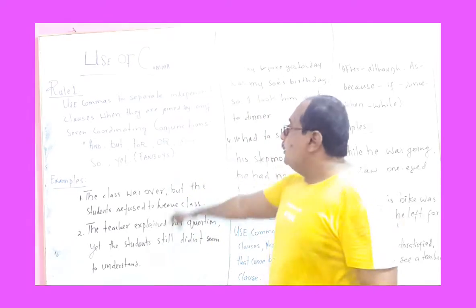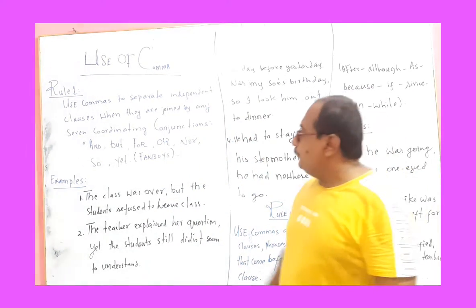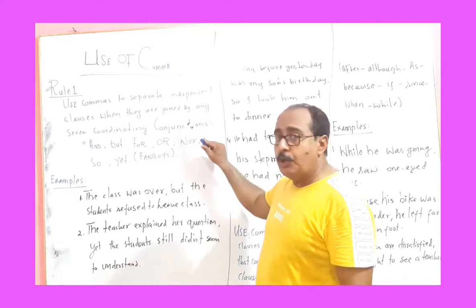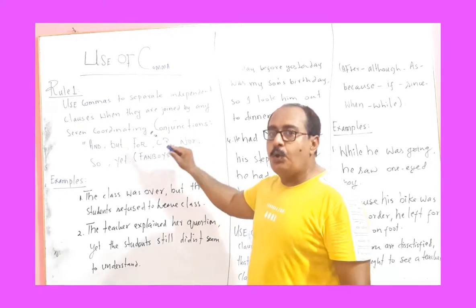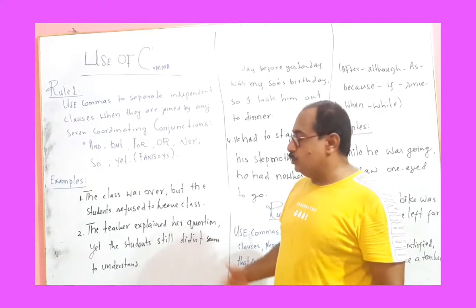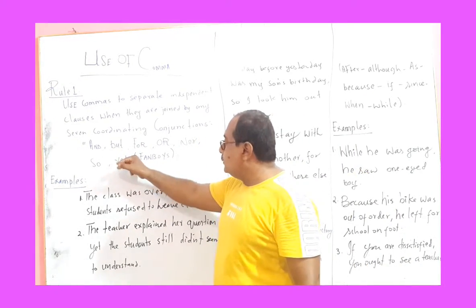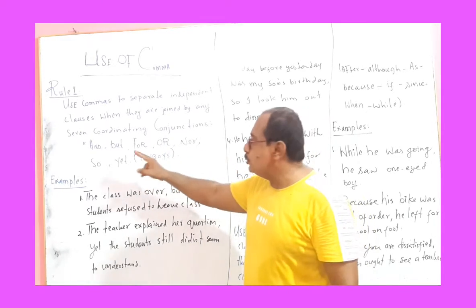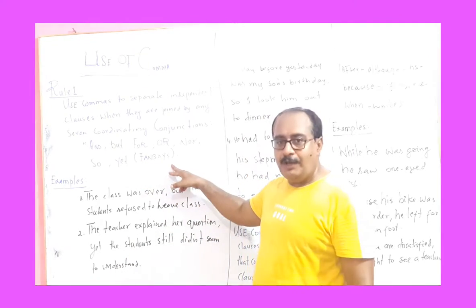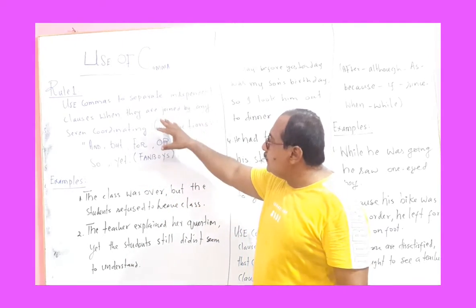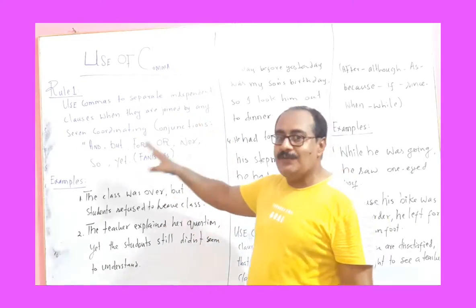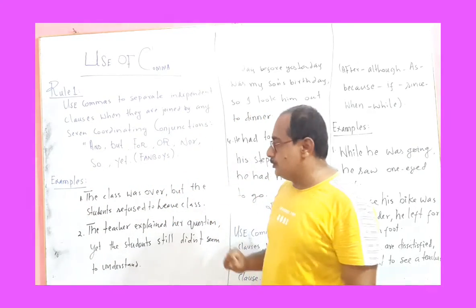Let's see. The first rule says, use commas to separate independent clauses when they are joined by any of the seven coordinating conjunctions. Which seven? And, but, for, or, nor, so, yet. In abbreviation, we call them FANBOYS. So it says, use a comma to separate independent clauses when they are joined by coordinating conjunctions.